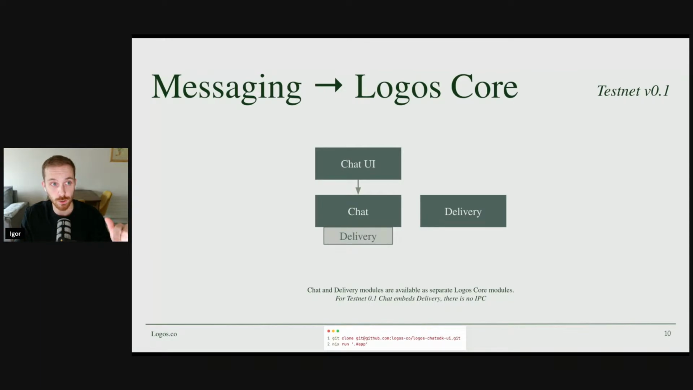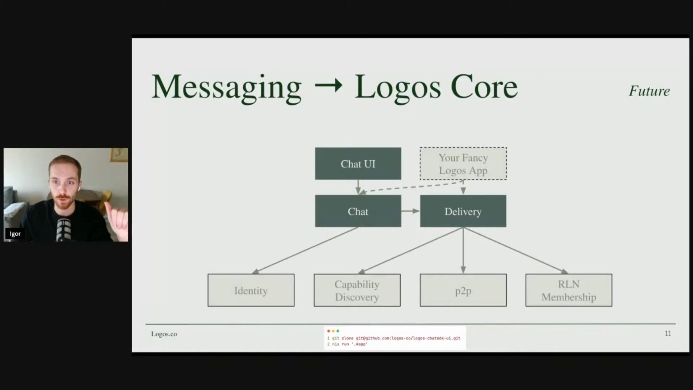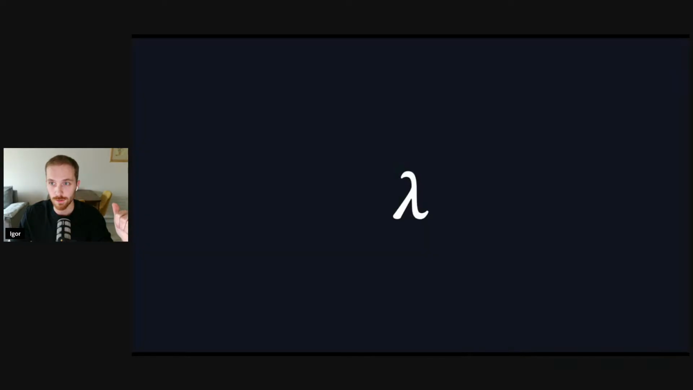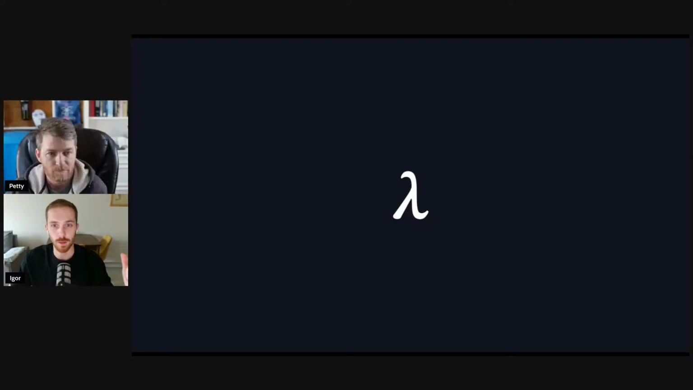For testnet 0.2, we will go to the next step. Chat will use the delivery module, and there will be more modules that we want to use. Maybe not in 0.2, not in 0.3, but at some point there will be many interconnections. We want identity, which might be a module, a peer-to-peer module, capability discovery, and of course your fancy Logos app built on top of chat and delivery and using them. It's still there somewhere in the future. Thank you very much. That's all for my update today.